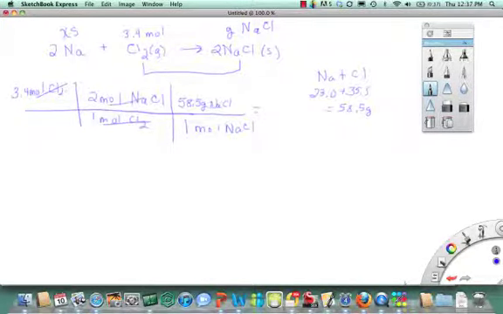Now all I have to do is do my math. 3.4 times 2 times 58.5 equals 398. And notice we're in grams of sodium chloride. Okay, so stoichiometry problems aren't that hard. The thing that you need to remember is that you use your balanced equation to get out of one thing into another.